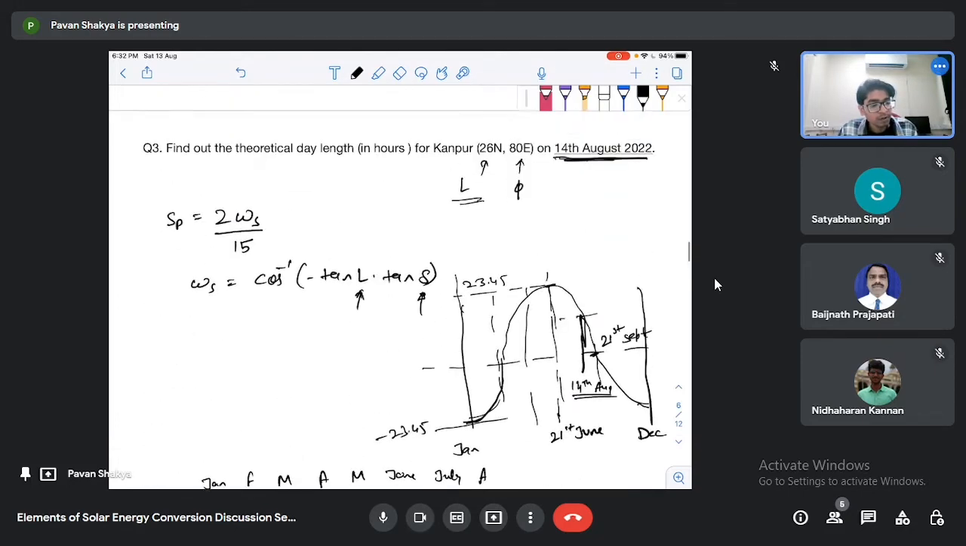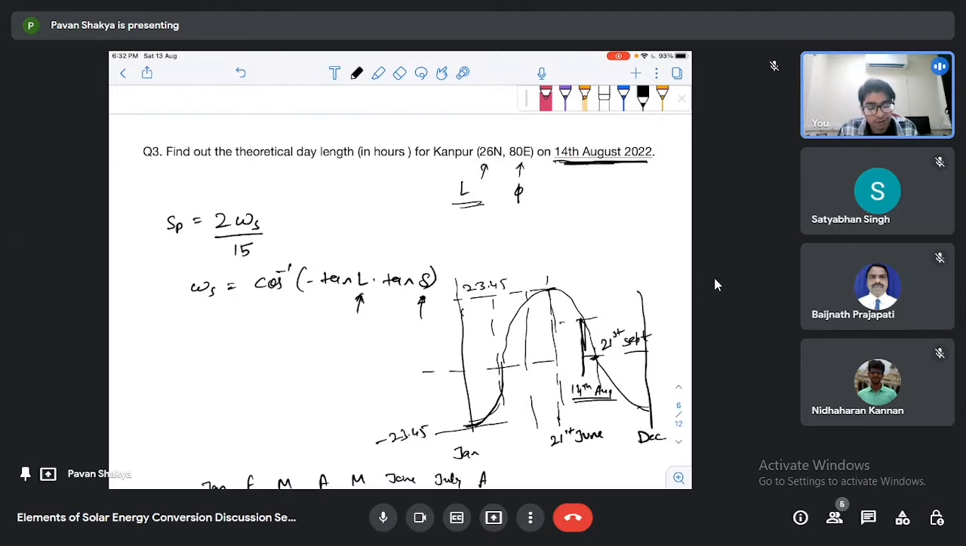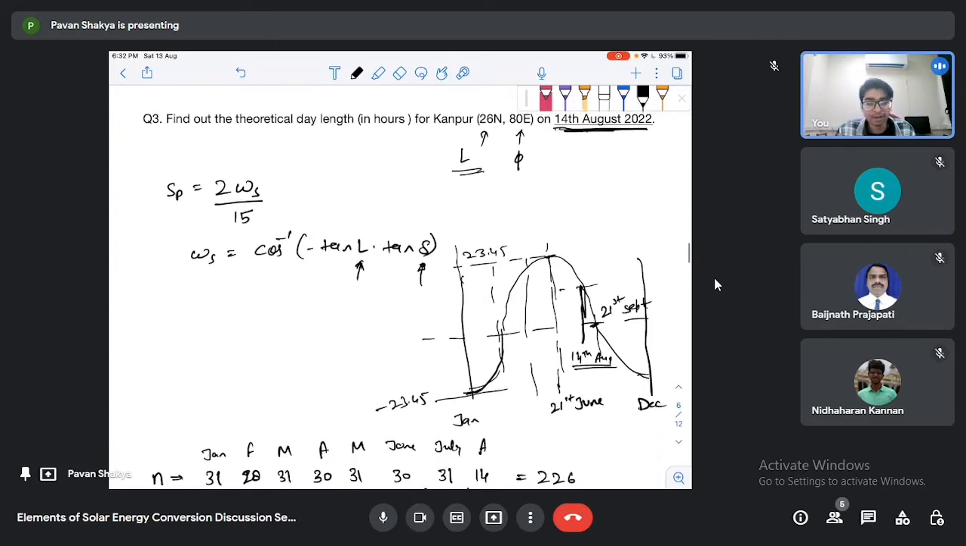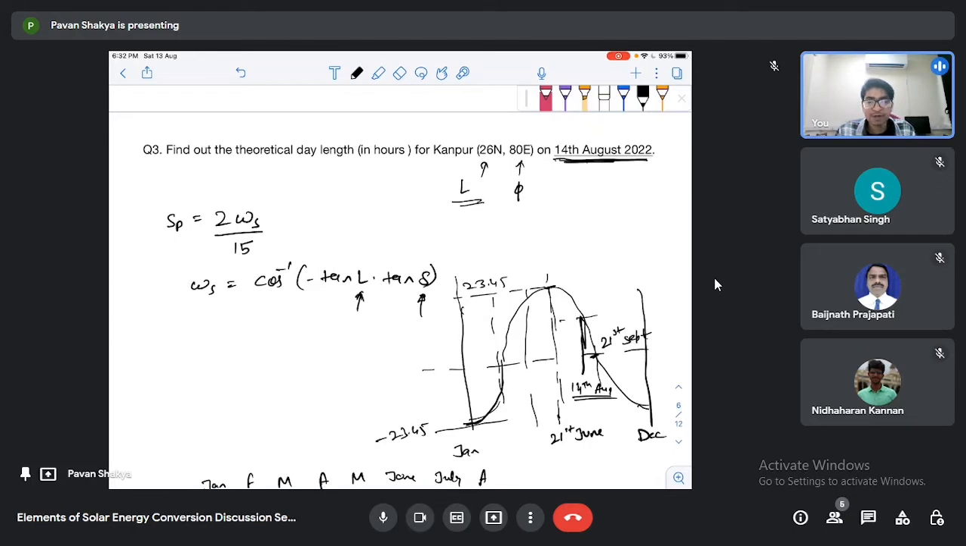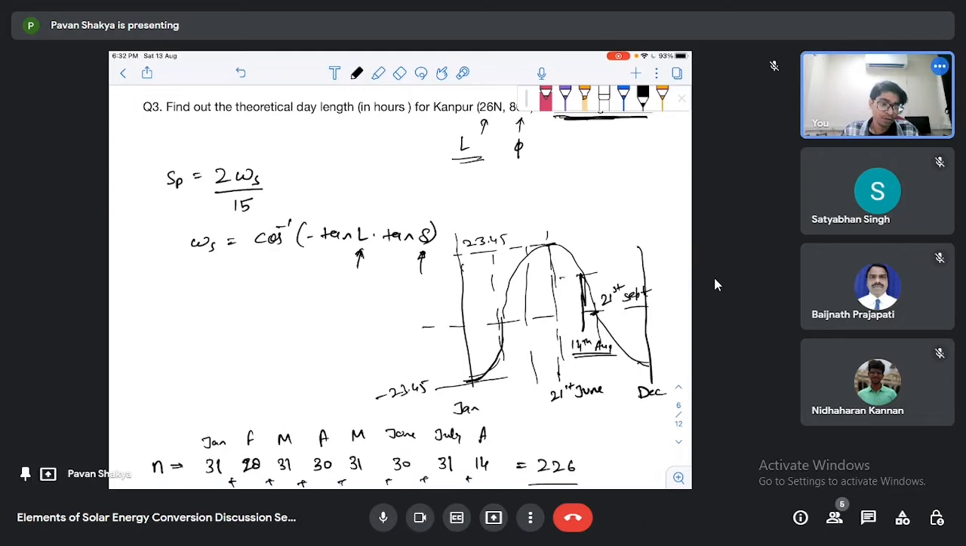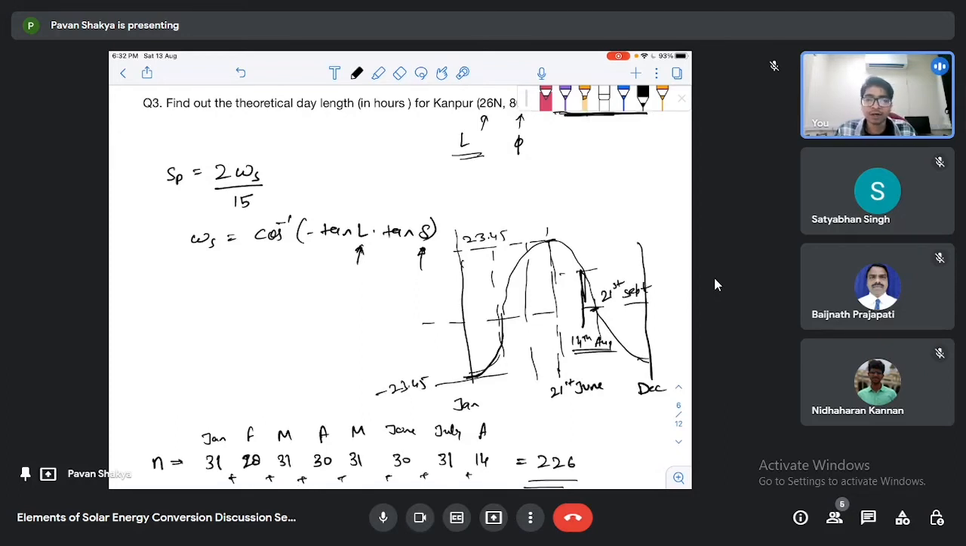Also you can see that the day length depends on the latitude, that is the location of the observer, and the declination angle. Further, the declination angle depends only on the day. So for a particular location, the day length varies with the day, every day throughout the year. For different locations, there will be different day lengths. So till now, if anyone has any doubt, then they can ask me.